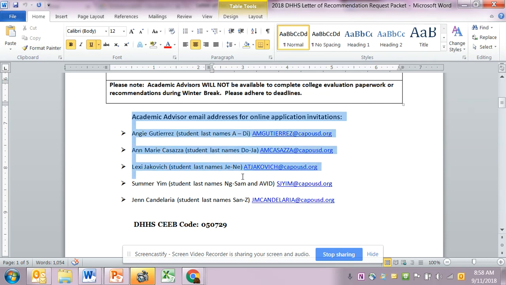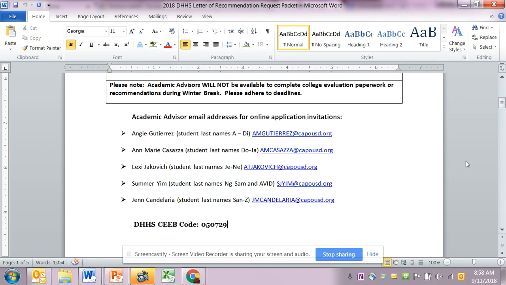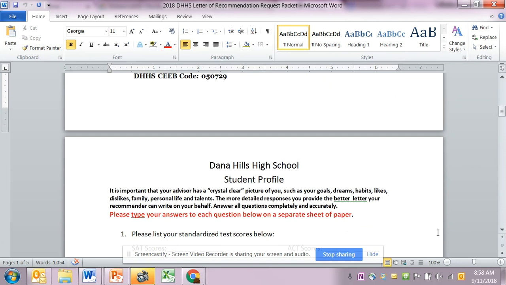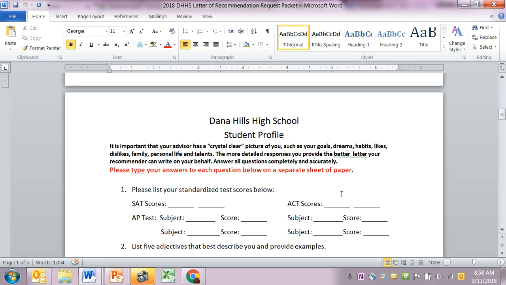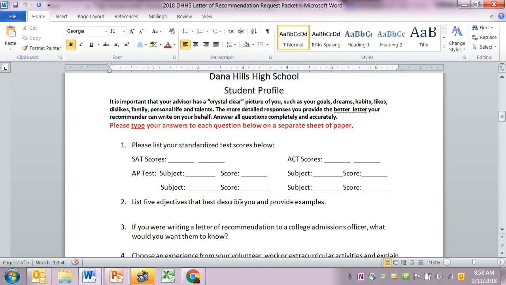So you should know who your academic advisor is. If it's changed or you're not sure, you can look here. This is our CEEB code. You can also find this a bazillion places on the website. So I'm going to hide this because it's annoying me. You put in your standardized test scores, your AP scores if you have that. Now, some of you are freaking out because you're like, my scores aren't good. Don't panic. There are scholarships, there are schools for every kid, so don't freak out.